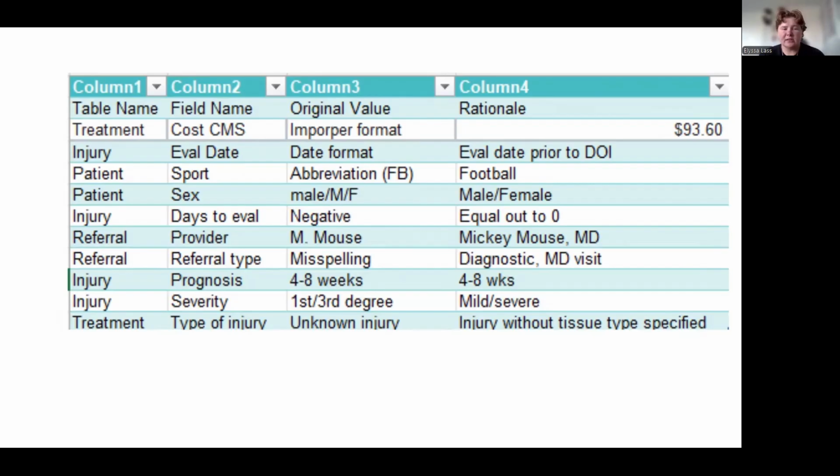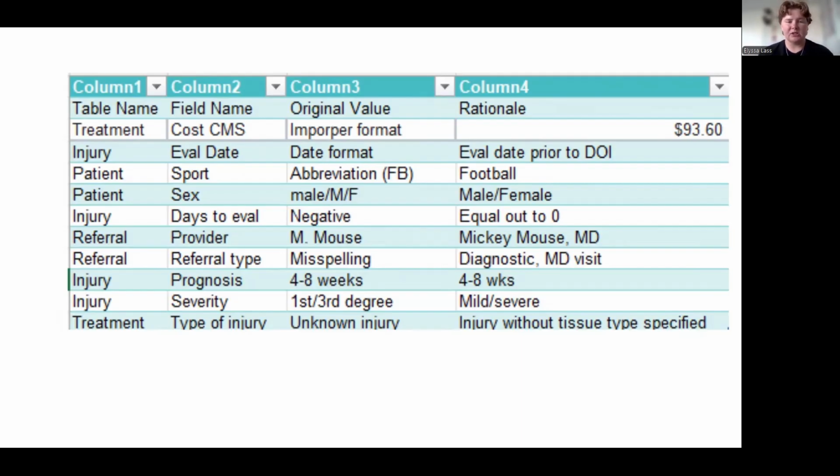On the injury tab, I had a few. I had the eval date being prior to the date of injury, so I was able to change that. The days to eval being negative, I was able to equal out to zero. The prognosis formatting was different, where some were typed out as weeks and others had abbreviations, so I switched that all to the abbreviation. And for the injury severity, we had some first and third degree injuries on there, so I was able to change that to mild and severe.